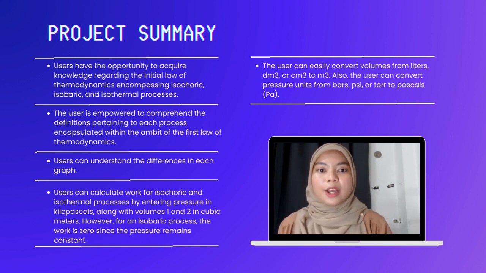For calculation, users can input pressure in kilopascals and volume 1 and volume 2 in cubic meters to compute work for isochoric and isothermal processes. In the case of an isobaric process, where pressure remains constant, the work is zero. Additionally, our GUI allows users to convert volume from liters, dm cubic, centimeter cubic to meter cubic, as well as convert pressure units from bar, psi, or torr to pascal.